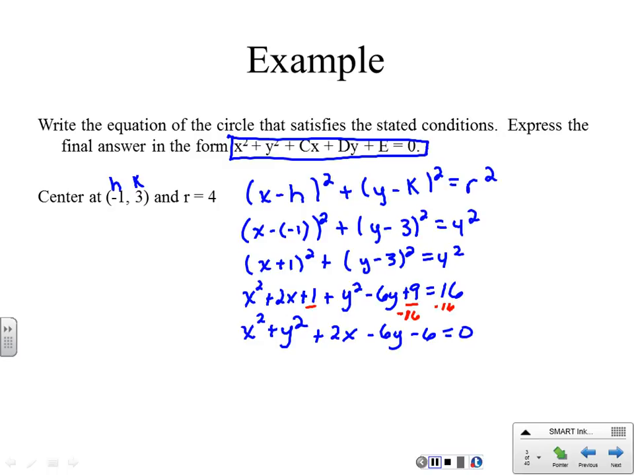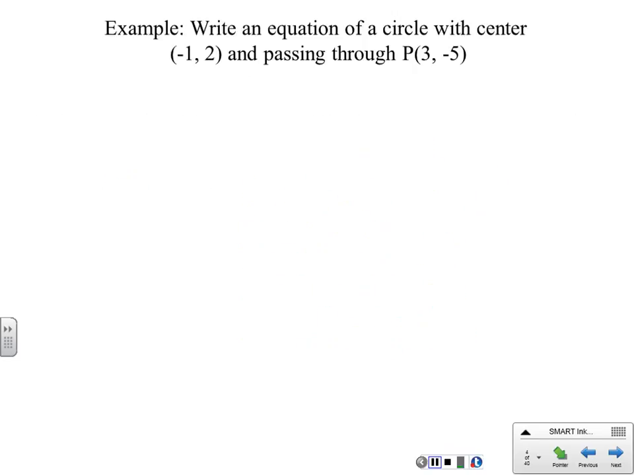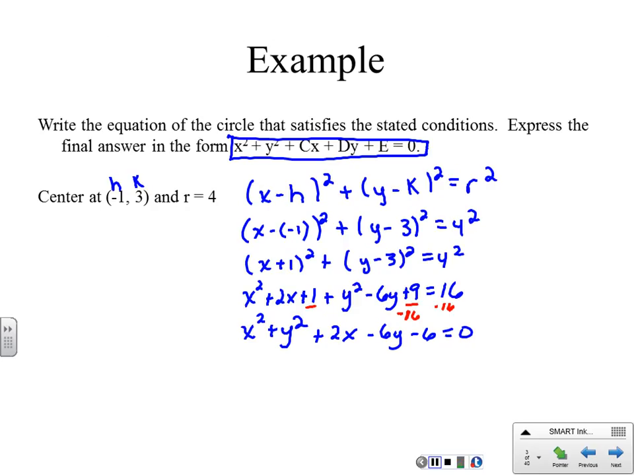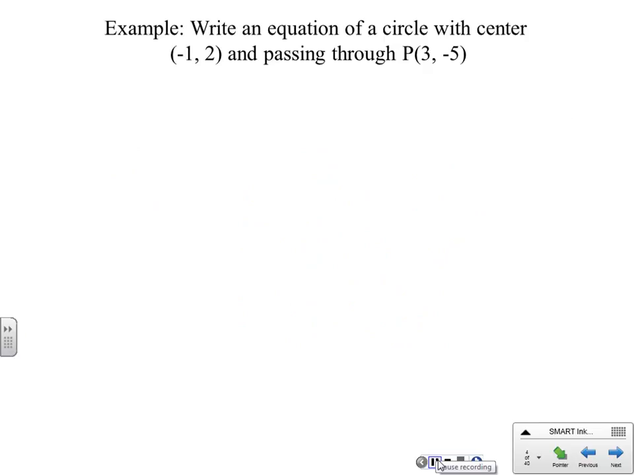And there you have the equation of that circle in general form. Any questions? All right, before we go here, let's try this one. It says write an equation of a circle with the center at negative 1, 2, and passing through a point at 3, negative 5.